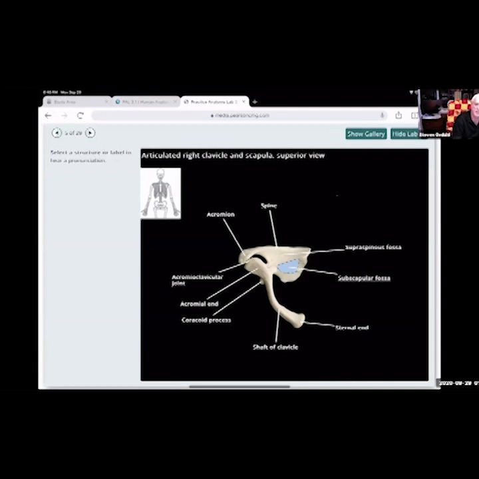And on the clavicle, you have two ends. You have a sternal end where it connects to the sternum. And you have an acromial end where it connects to the acromion of the scapula. This is the shaft of the clavicle, the length of it. This is the coracoid process, behind in the scapula. This is the acromial end we talked about, the other end of the clavicle. And this is the acromioclavicular joint, where the acromial end of the clavicle meets the acromion of the scapula.